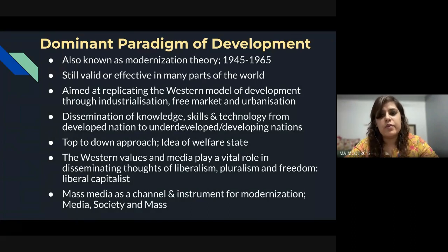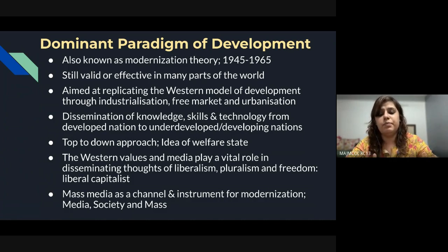Now, the dominant paradigm of development was evolved by Western countries, and it is still very much effective and valid in many parts of the world, especially in the West. It was aimed at replicating how the Western model of development came about. When World War II happened, most economies were reconstructed, and we needed to reconstruct our own societies as well. That is the global South, the developing and underdeveloped countries, which needed to develop as much as developed countries are already developed.